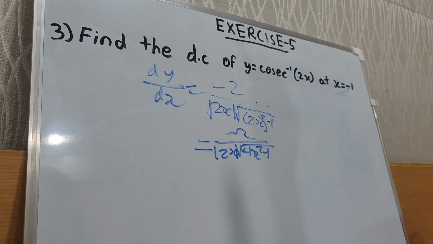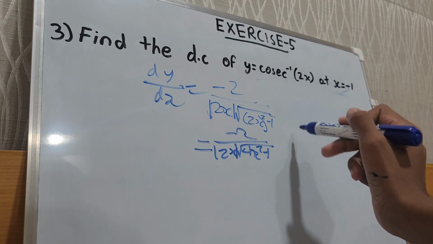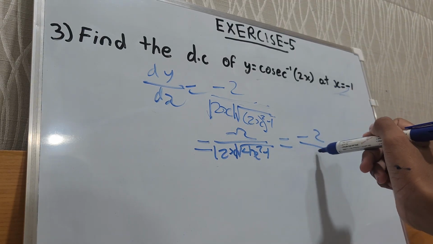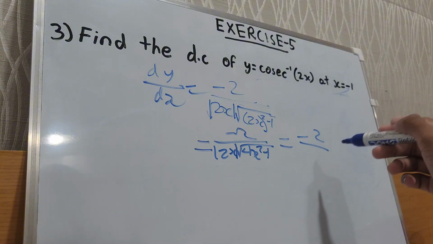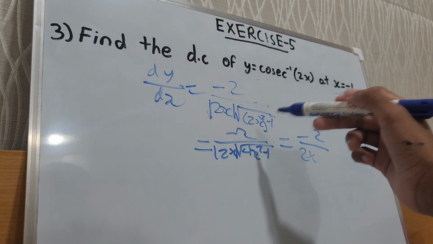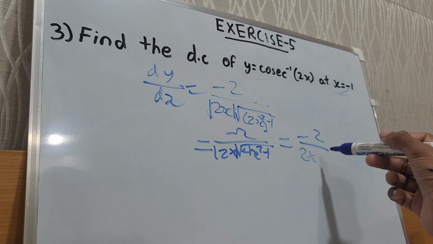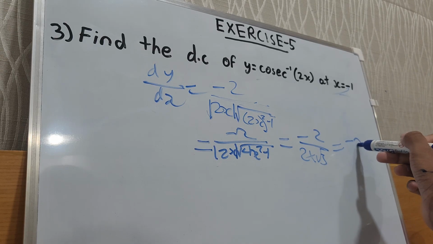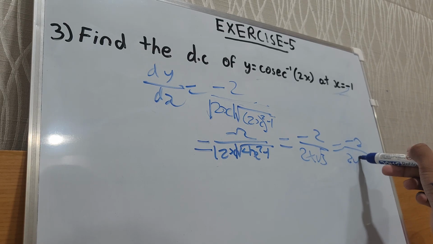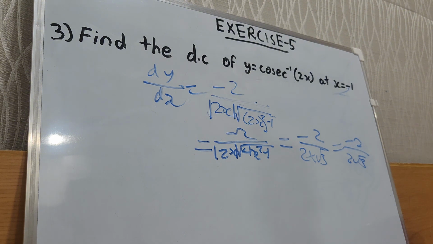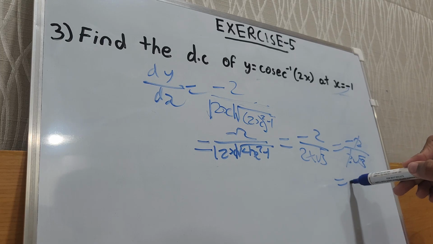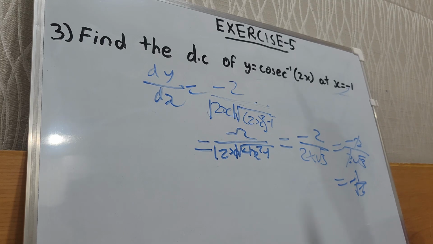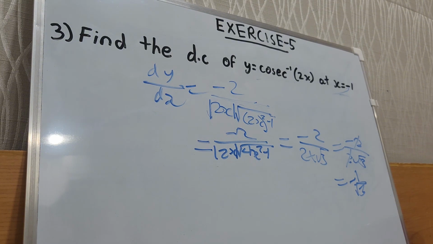Now we are given x is equal to 1. Substitute the value, which is equal to minus 2 by 2 into root of 4 minus 1, that is 2 into root 3, which is equal to minus 2 by 2 root 3. And now we'll cancel these two. It's equal to minus 1 by root 3. So that's the answer for this question. And now let's move on to the final question.